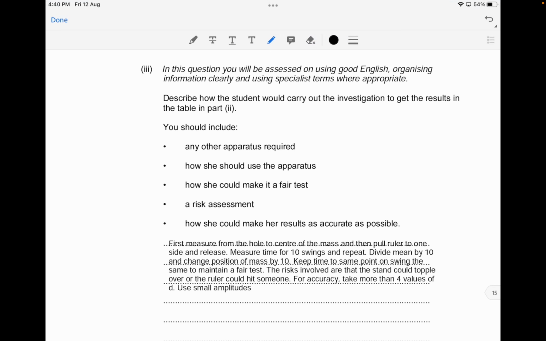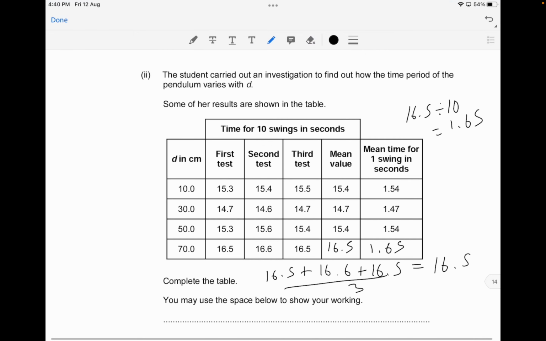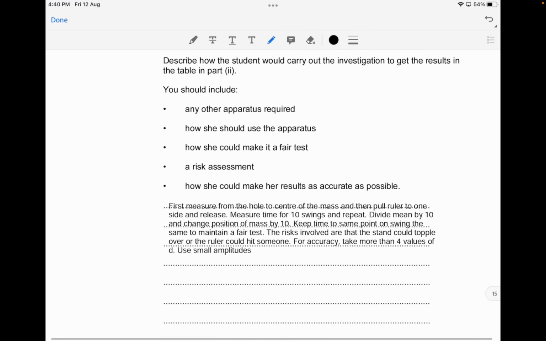You have to describe how the student would carry out the investigation to get the results in the table in part 2. So we have to explain how the student is going to get a table such as this. They have given you the points that you have to include. You have to include the apparatus.